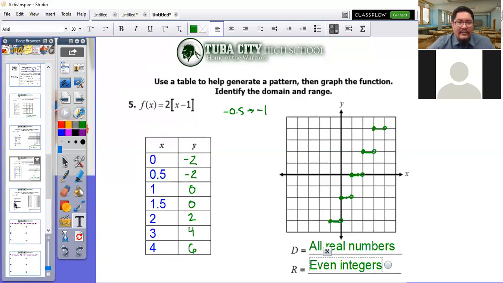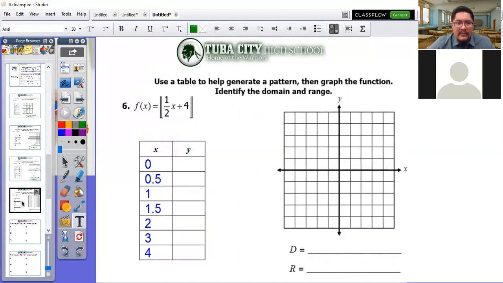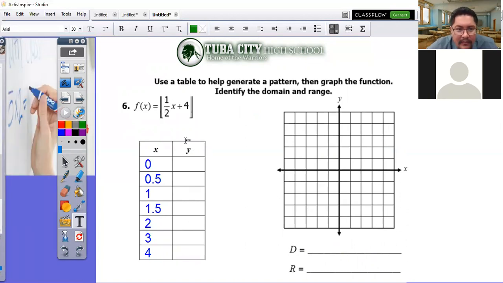Oh, and would you look at that? It looks like we're on our last exercise. All right, so this one here we have 1/2 x plus 4. All right, how is this going to affect our graph?